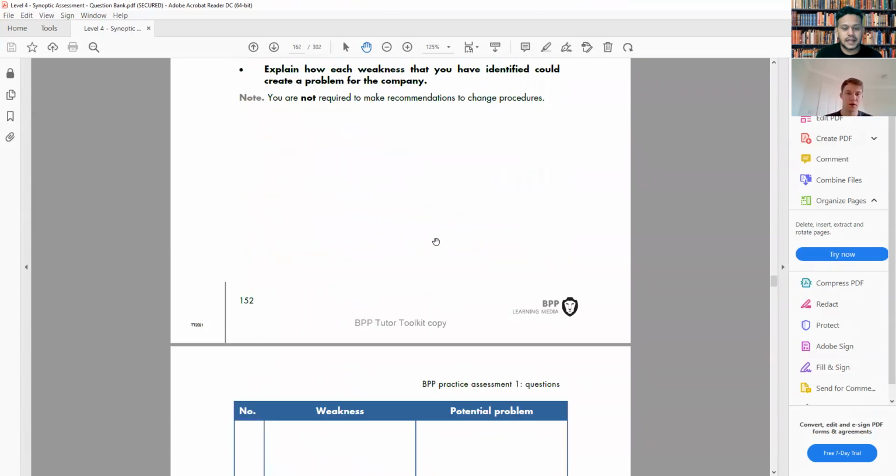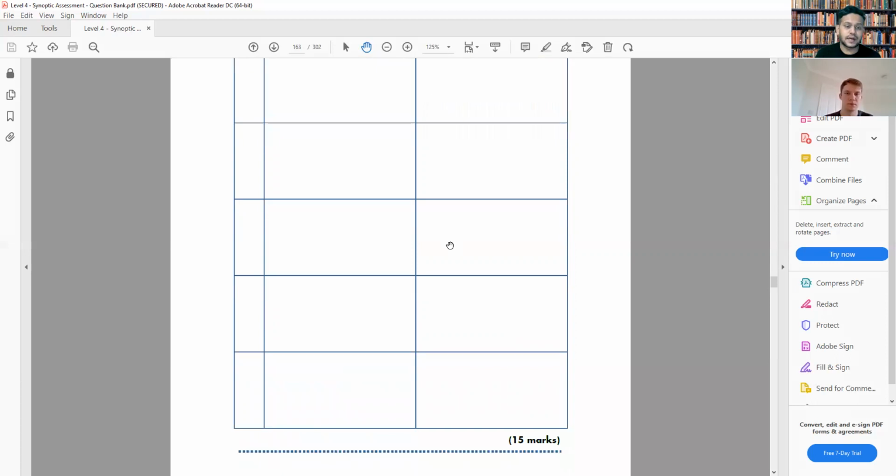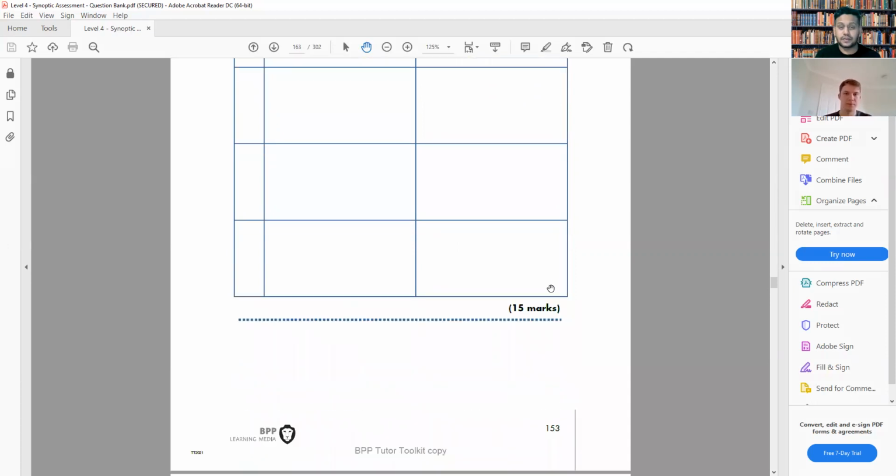Then question number 3, you can see again, this is a scenario question. And after that, most likely they will ask you about weakness. So they are saying find the weakness and potential problem. Let's say, for example, only one person makes the order and also authorizes the invoice. That's a weakness, isn't it? And what could be the potential problem? It could lead to fraud, because the person can misuse it. So you have to find the weakness and say what is the potential problem. It's a very straightforward question, and you have to write for the 15 marks here.